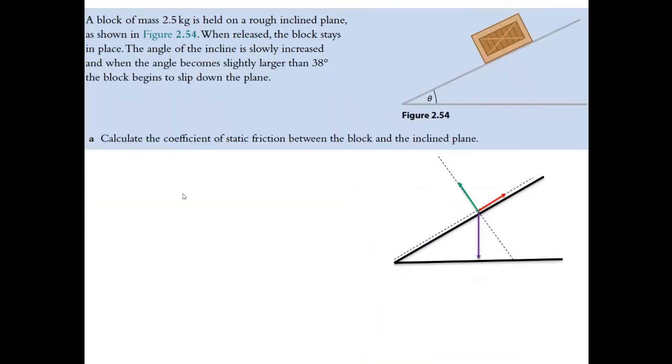A block of mass 2.5 kg is held on a rough inclined plane, as shown in the figure. When released, the block stays in place. The angle of incline is slowly increased, and when the angle becomes slightly larger than 38 degrees, the block begins to slip down the plane. Calculate the coefficient of static friction between the block and the inclined plane.